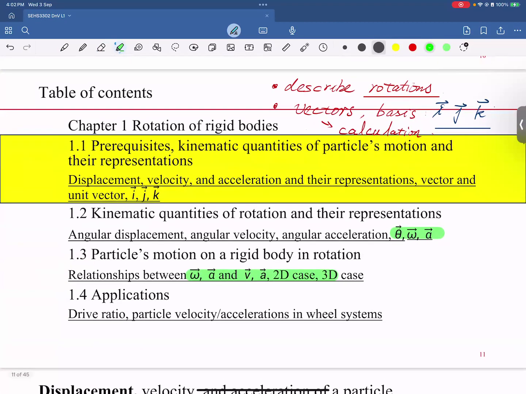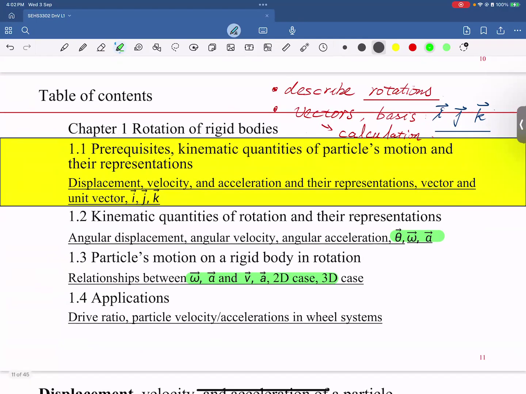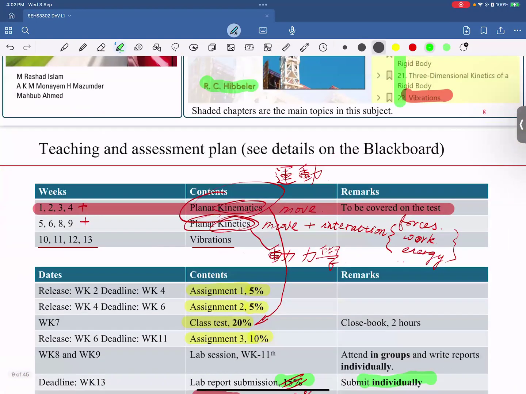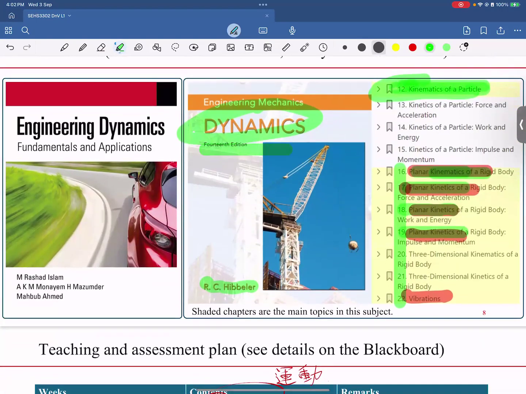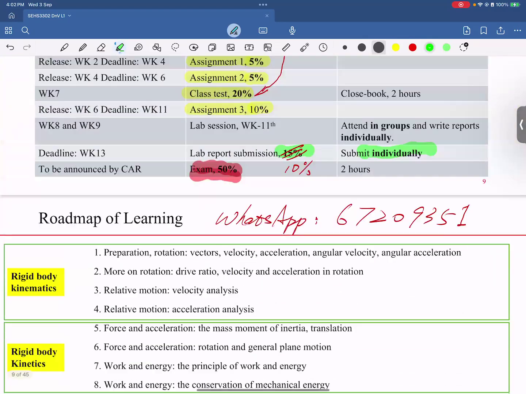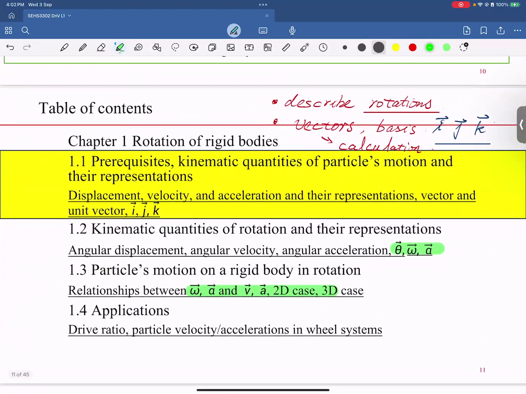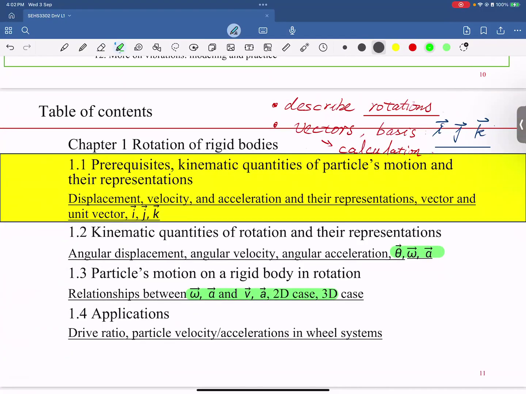If you have forgotten the basics of vectors, you can come to this textbook. At the end of this textbook, there's an appendix about the mathematical tools for vectors, and you can have a quick revision of that part of the knowledge.